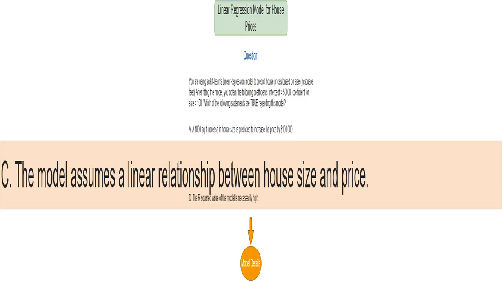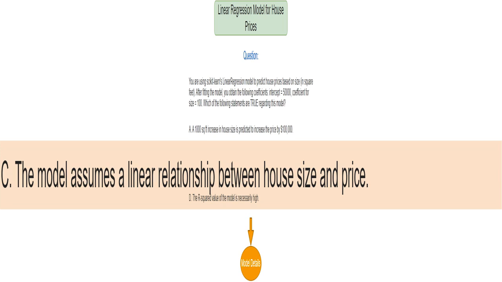I see that you are asking about the model details, specifically, the meaning of the intercept and coefficient. Let's break it down. The intercept is like the starting point. It tells us the predicted house price when the house size is 0. In this case, that starting point is $50,000.